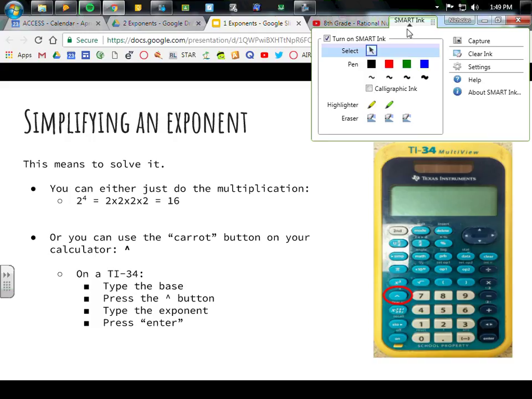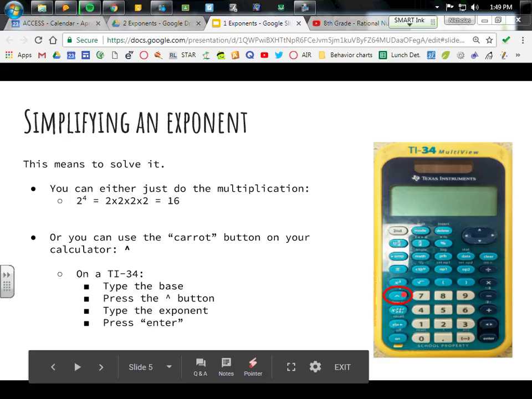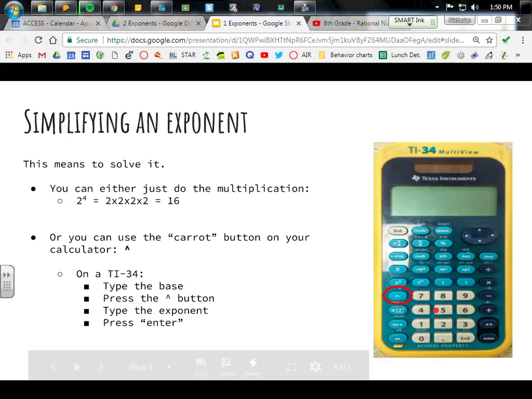You may sometimes see exponents written like this. All right, this would mean 3 to the 5th power. Okay, so that's what the caret button is. It's just an exponent button. So at least with the TI-34, other calculators might be different, in order to simplify an exponent, you would type in the base, type the caret button, type in the exponent, and then press enter. So if you want to do 3 to the 5th, it would be 3 caret 5 enter, and you'd get your answer.